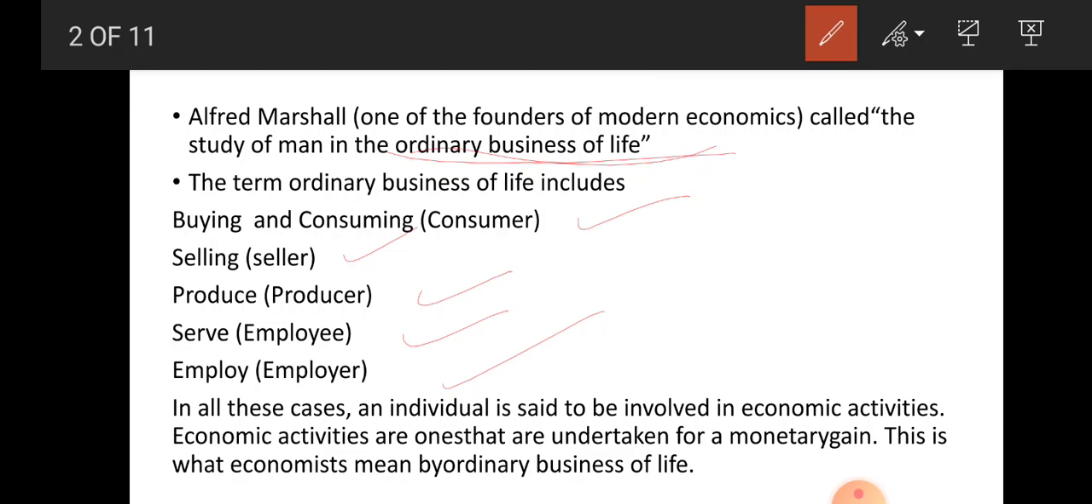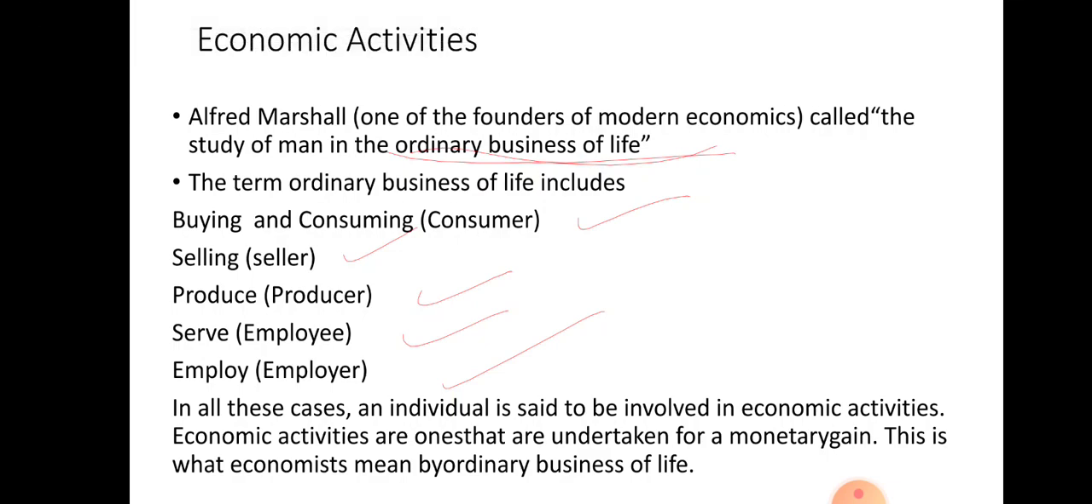So in all these cases, an individual is said to be involved in economic activities. Economic activities are ones that are undertaken for monetary gain. So why are we involved in economic activities? Because we need money. Money is one kind of financial resource for us through which we can satisfy our different needs. So to have money, we need to be involved in different economic activities like consuming, selling, producing, employing and employment. So this is what economists mean by the term ordinary business of life.